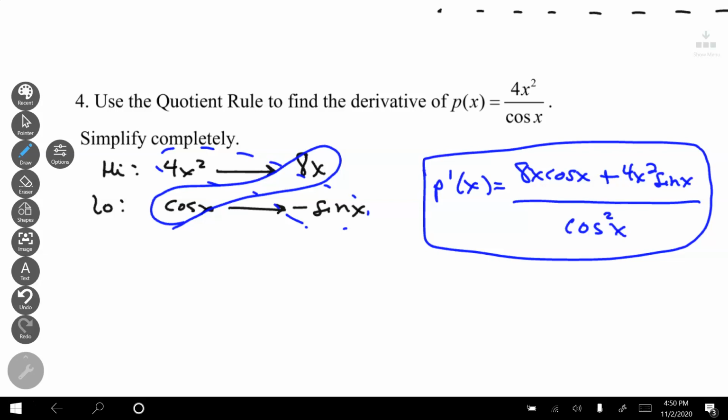Okay, that's quotient rule. It's a little bit different than product rule because there's going to be more to it than just a crisscross. We still have a denominator that's going to be squared.